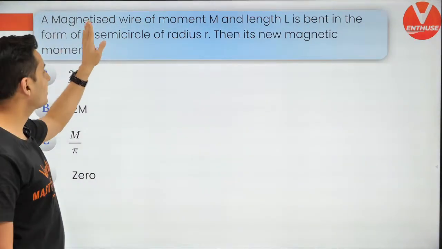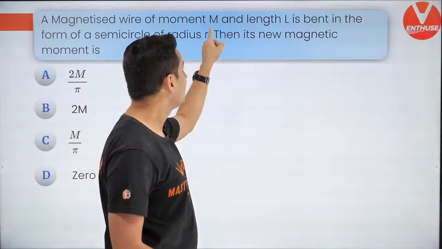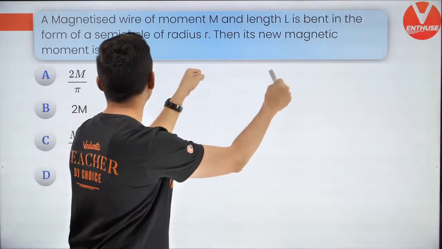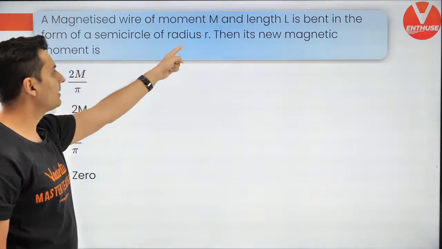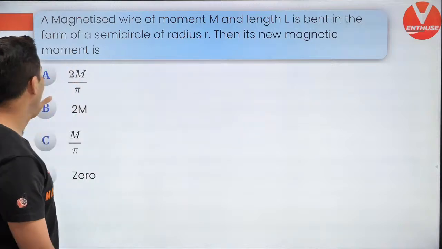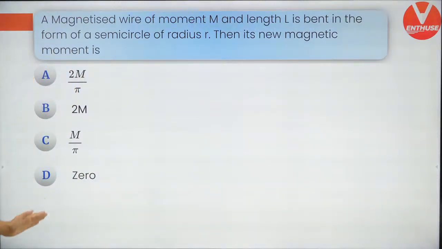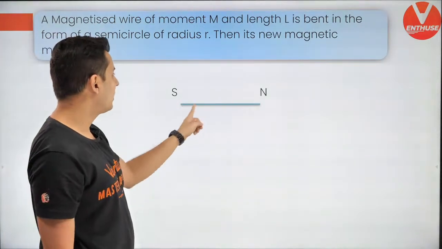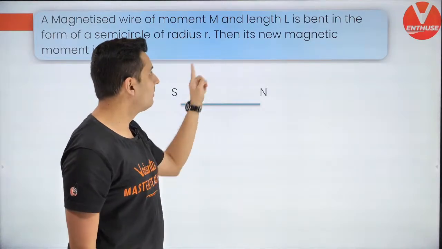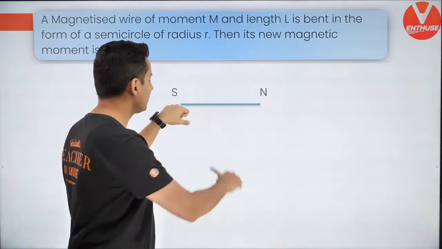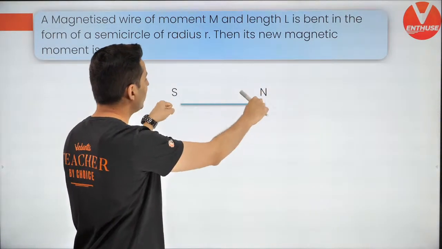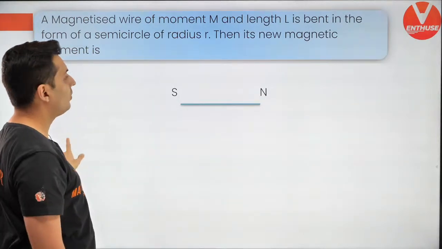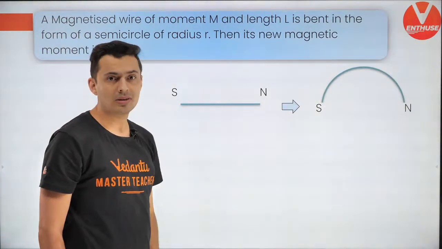There is a magnetized wire of magnetic moment M, length L, and it is bent in the form of a semicircle of radius R. Then the new magnetic moment is, these were the options. Don't worry about the options. Let's see what the correct answer should be. Okay, let's try this out. So there was a magnetic wire which had a magnetic moment of M, magnetic length L. So this is the length of the wire. What are you doing? You are bending it into the form of a semicircle. It looks like this.